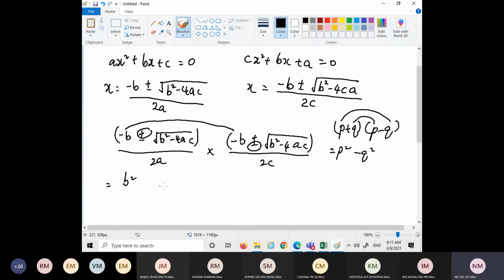So therefore, I follow this way. You will get this: P squared is B squared, then minus Q squared. This one is the Q, this one is the P, and this one is the Q. This one squared, the square root, the whole thing squared. Then over, denominator times denominator: 2 times 2 is 4, 4AC. I continue here: this one squared and square root, the square root will disappear.